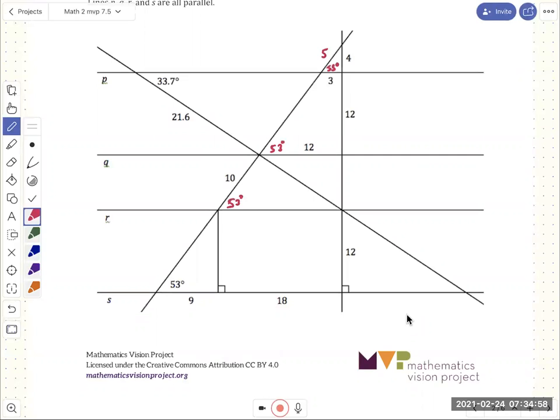So for example, if we have a 3, 4 triangle down there, then what must this be? This must be a 9, 12, 15. And so let's see if we can then figure out the proportionality of the lines over here.